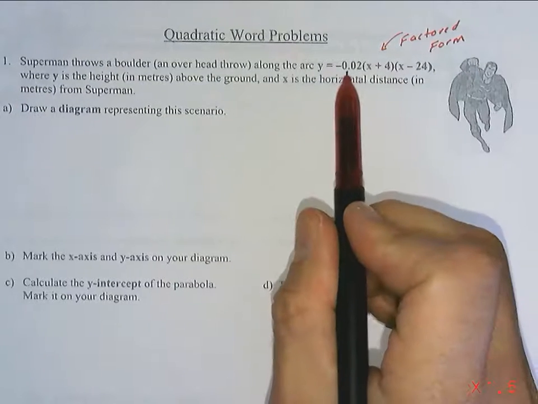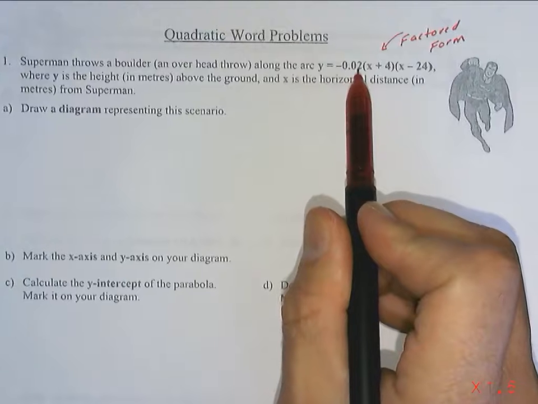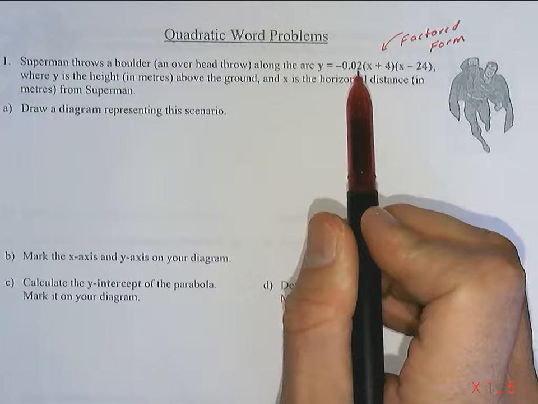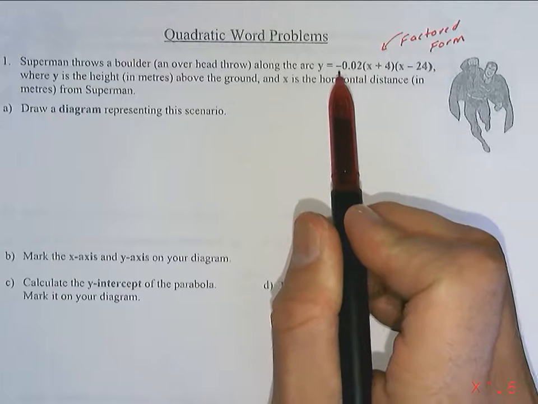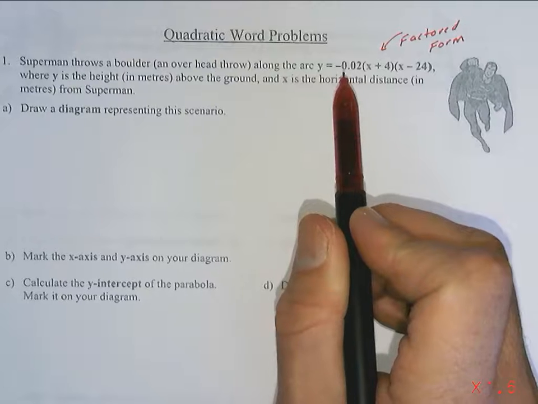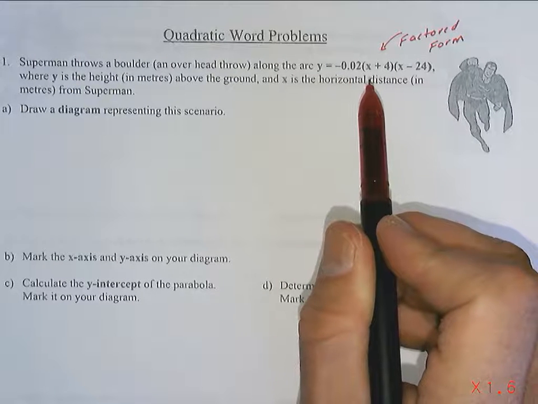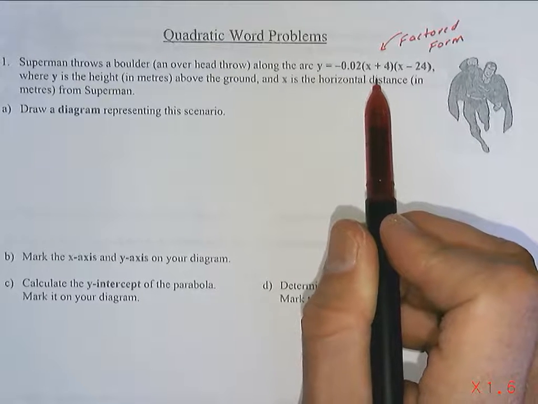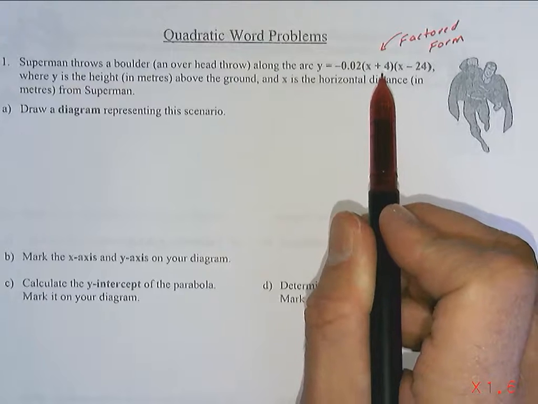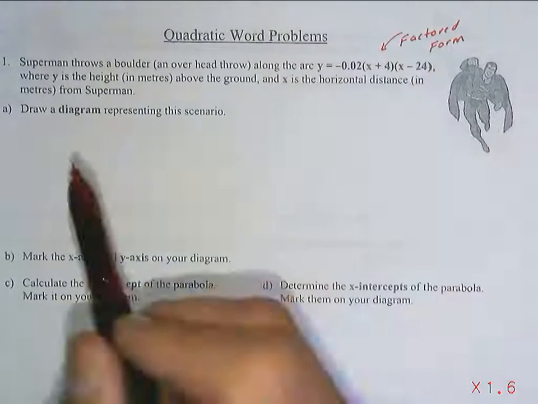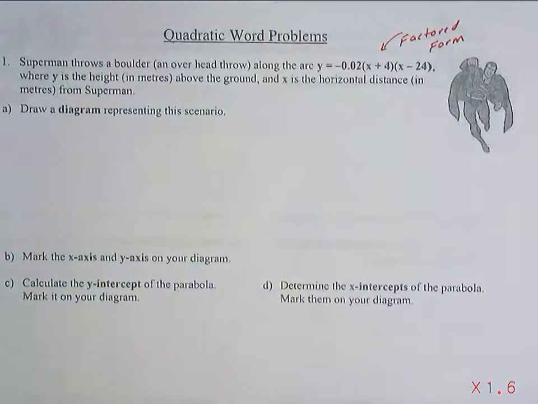Let me ask you a question. This 0.02, is that going to be a stretch or a compression from the original base curve? Compression. The negative, does it open up or down? Down. What are the zeros? Where does it cross the x-axis? At what x values? Negative 4 and positive 24. Very good. Excellent.